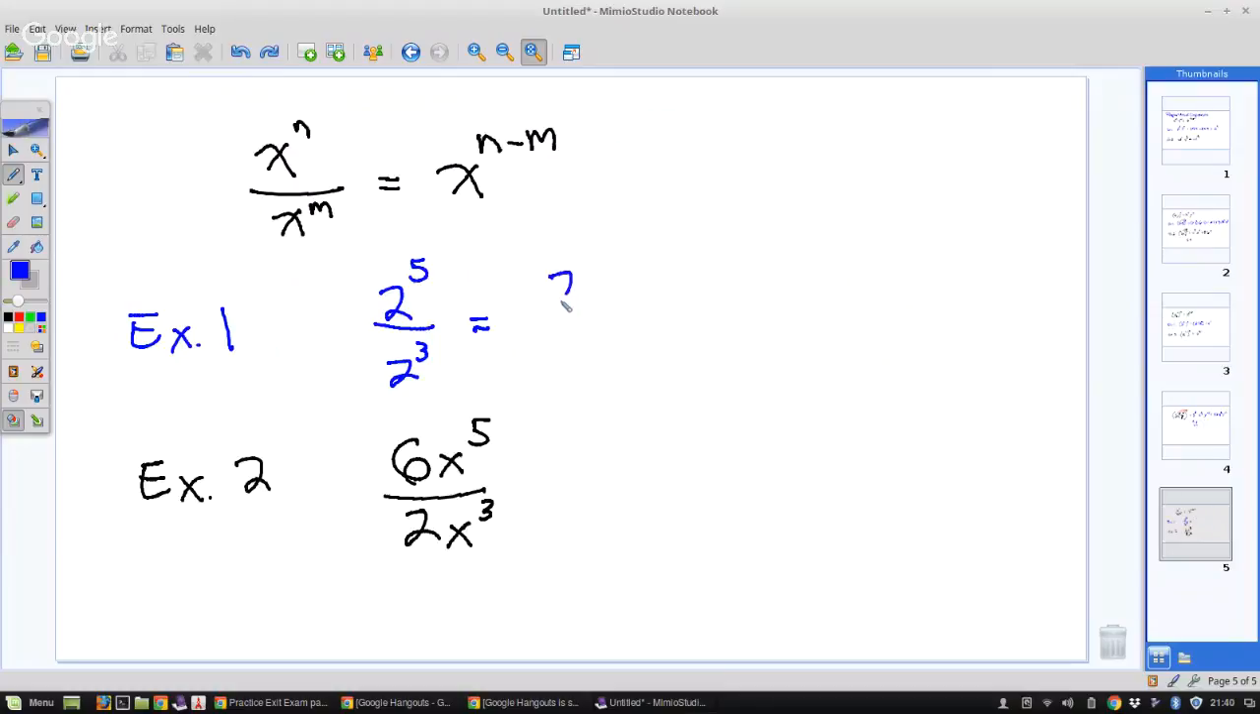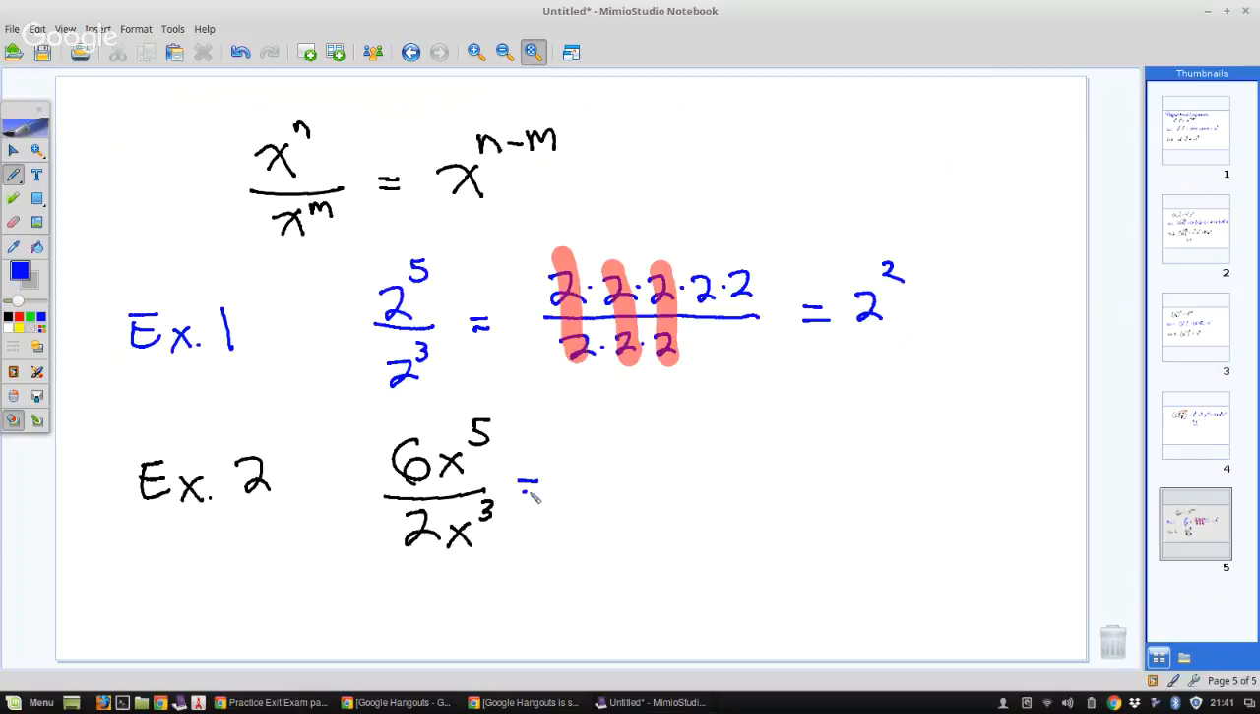Let's try again. And then I have 3 2's multiplied in the bottom. And a number divided by itself is 1. So there's a 1, there's a 1, there's a 1. 1 times 1 times 1 is 1. So that just leaves us 2 times 2, or 2 squared. Notice that 5 minus 3 is that power 2 right there.